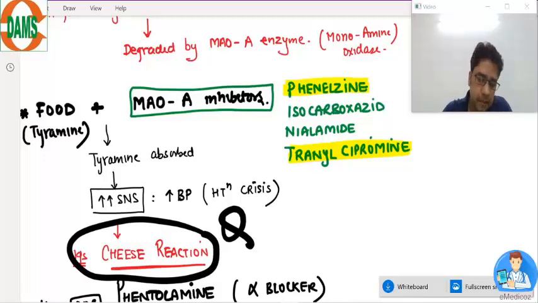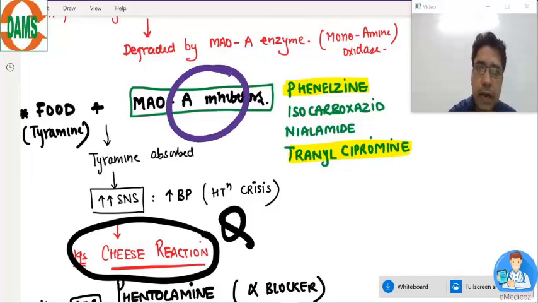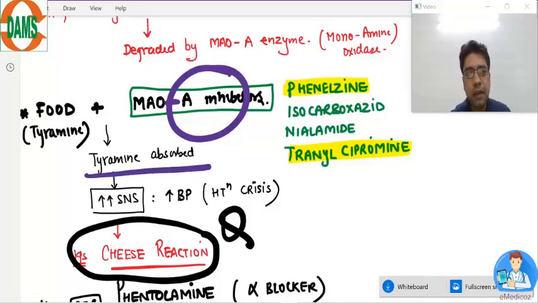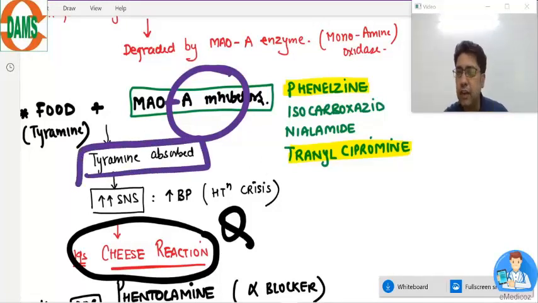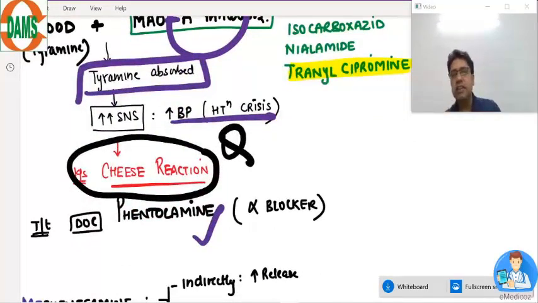Okay. But cheese reaction is very simple. When you eat cheese, there is tyramine. Normally, tyramine doesn't come into your blood because in your GIT, you have MAO enzyme. So if you inhibit MAO enzyme by MAO inhibitor, what will happen? This tyramine will be absorbed into the blood. When it comes into the blood, it will release norepinephrine. It's an indirectly acting sympathetic drug. BP will shoot up. To reduce this BP, we give phentolamine. So cheese reaction is food containing tyramine with MAO inhibitors. Okay, only this line you have to remember.